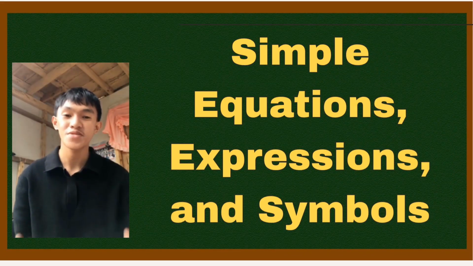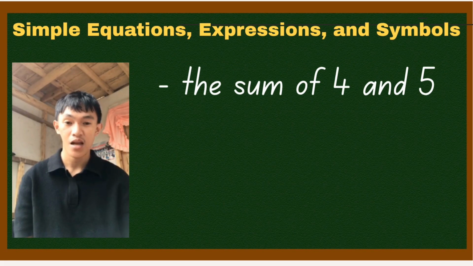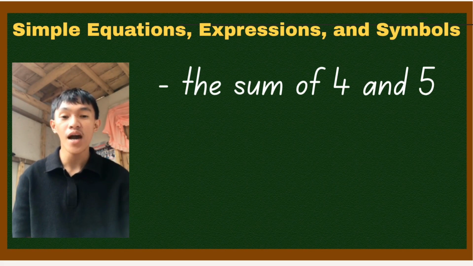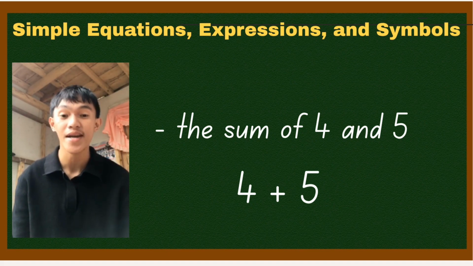So now we will proceed to our main topic, the simple equations, expressions, and symbols. But let's have brain exercise. Just take a look at this one. We have the sum of 4 and 5. Can you translate it into a numerical expression? Yes, great job. We have the keyword here, sum, which represents addition. This means we need to add 4 and 5. So that is 4 plus 5. And this is an example of a numerical expression.